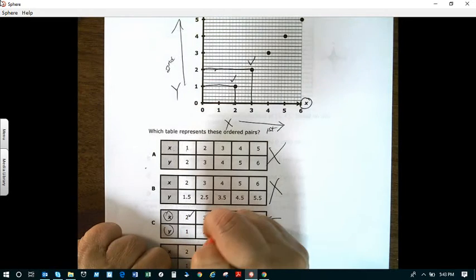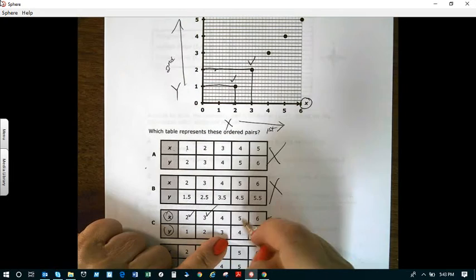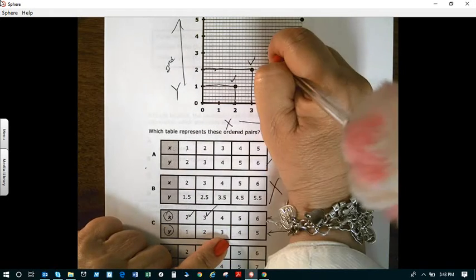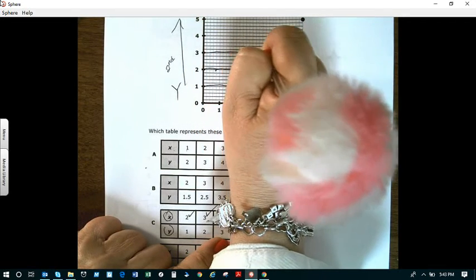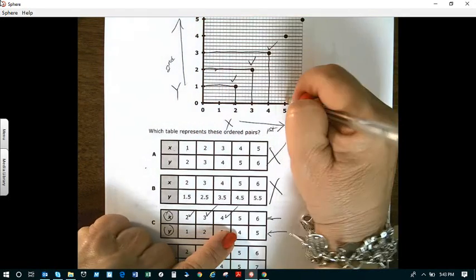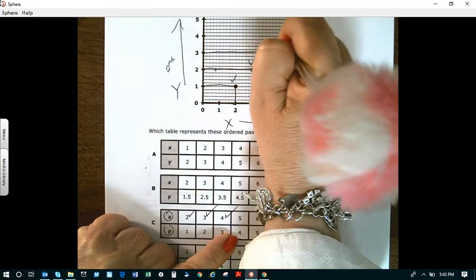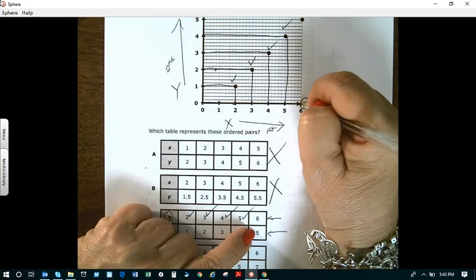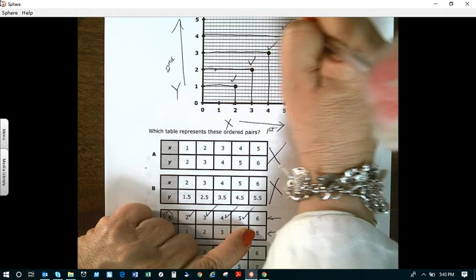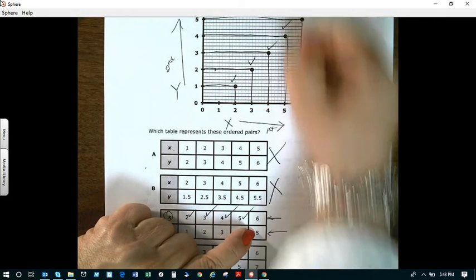So I did this one and then this one. Next one is 4, 3. So I'm going up to my 4. I'm going to cross to my 3. That's right. 5, 4. That's right. And 6, 5. Oops. And that's right.